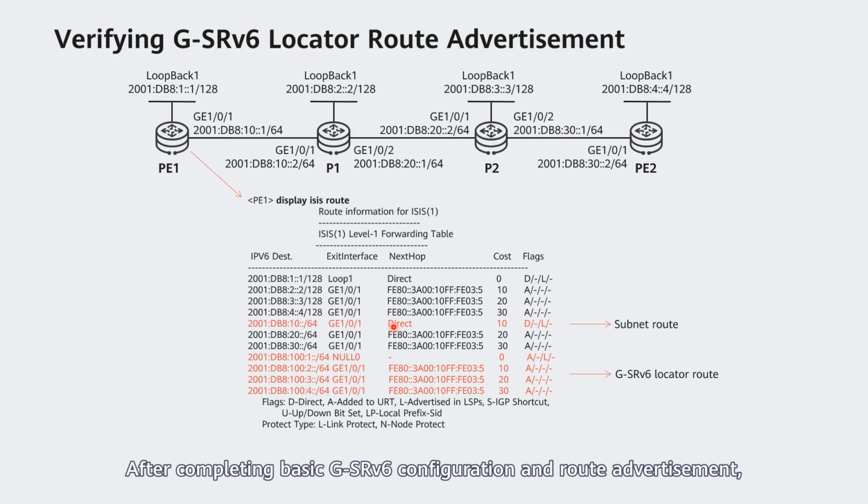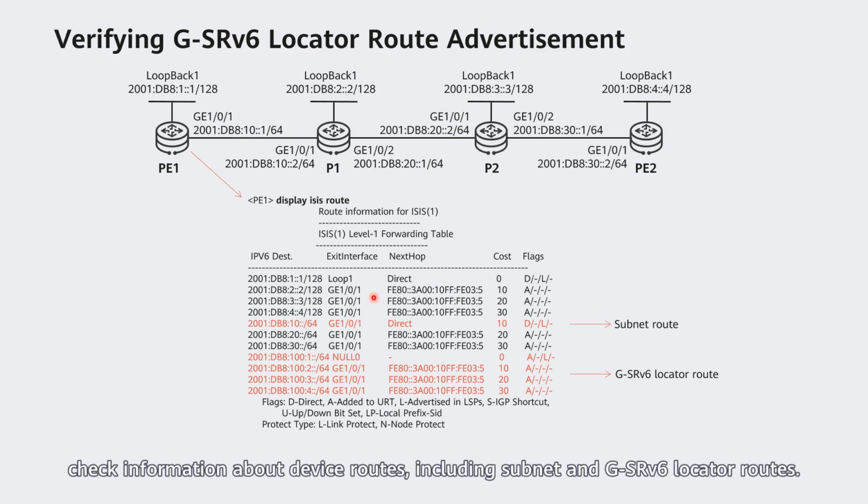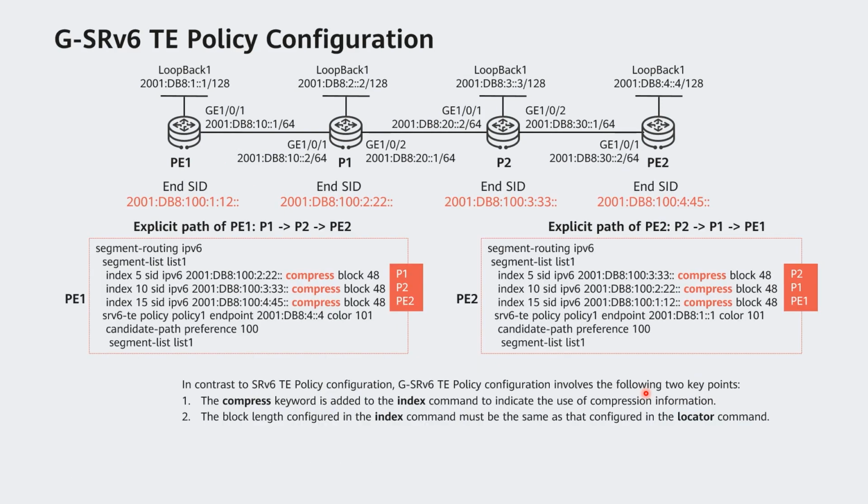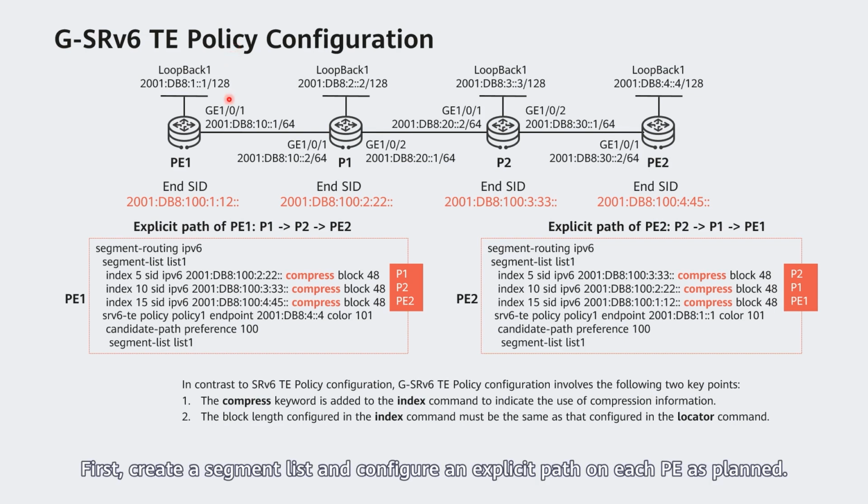After completing basic G-SRv6 configuration and route advertisement, check information about device routes, including subnet and G-SRv6 locator routes. Now, let's see how to configure a G-SRv6 TE policy. First, create a segment list and configure an explicit path on each PE as planned.